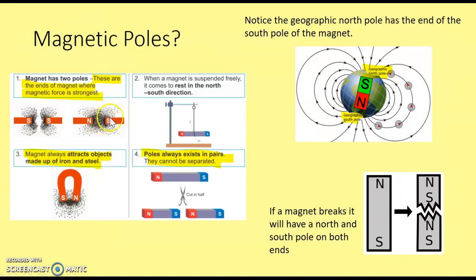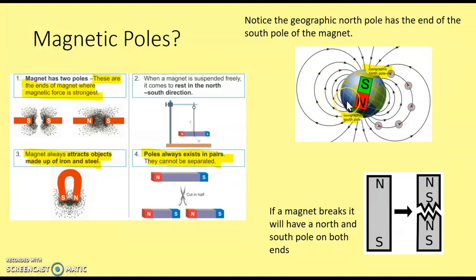the strongest. All right, 2, when a magnet is suspended freely, it comes to rest in the north and south direction. 3, a magnet always attracts objects made of iron and steel. And 4, poles always exist in pairs. They cannot be separated. So let's elaborate on that.